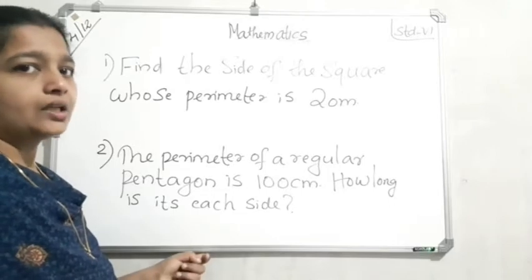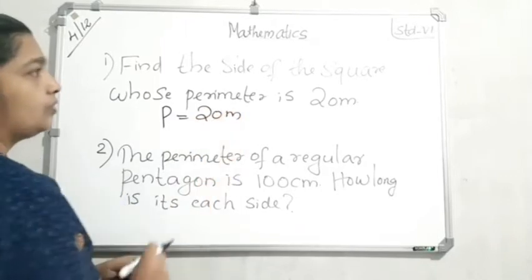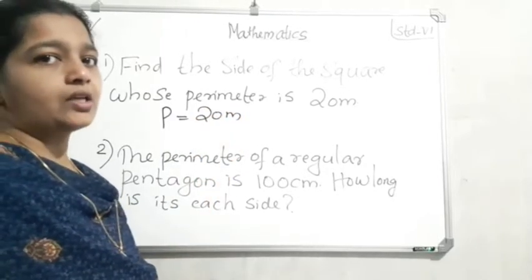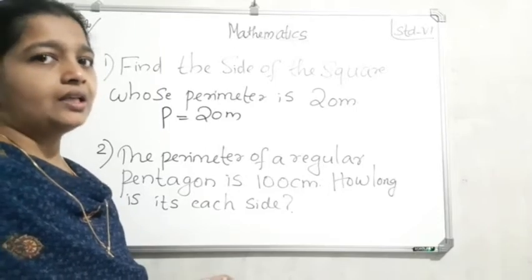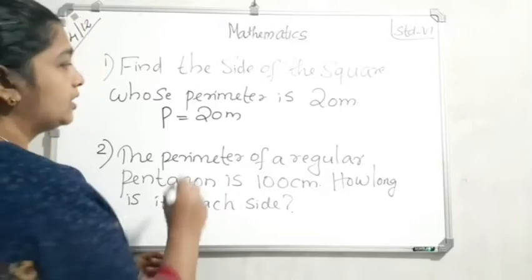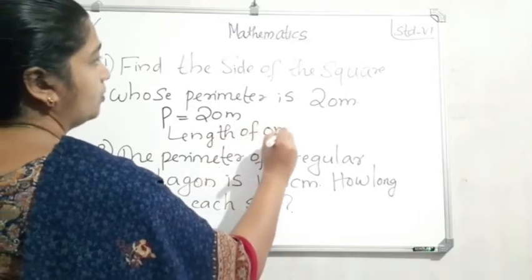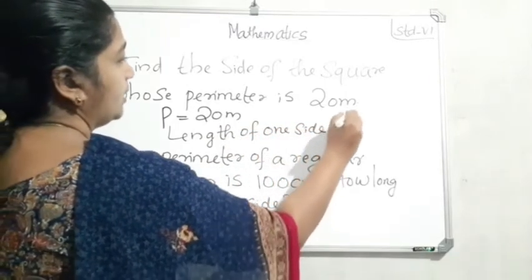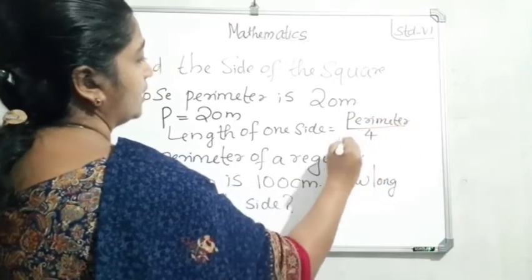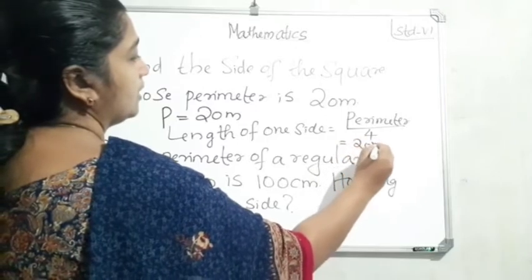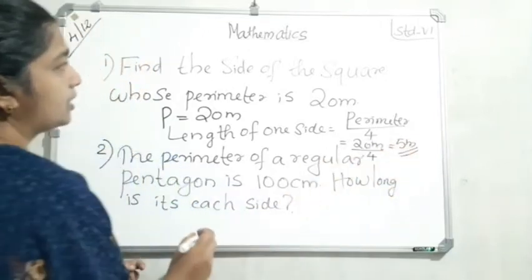Here the given perimeter equals 20 meter. We studied that the perimeter of a square equals 4 into length of side. But here we want to find the length of one side. So length of one side equals perimeter divided by 4. That equals 20 meter divided by 4, equals 5 meter. Very simple question.